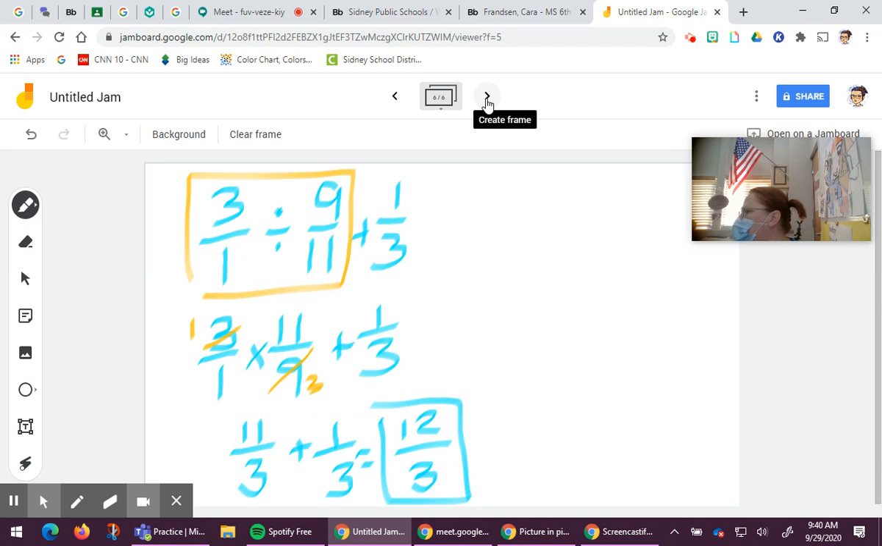Is that one of the answers in the box? No, because it's bigger on the top and smaller on the bottom, so it's improper. So what do we do? We divide, right? So 12 divided by 3, everybody? 4. Our answer for this problem is 4.